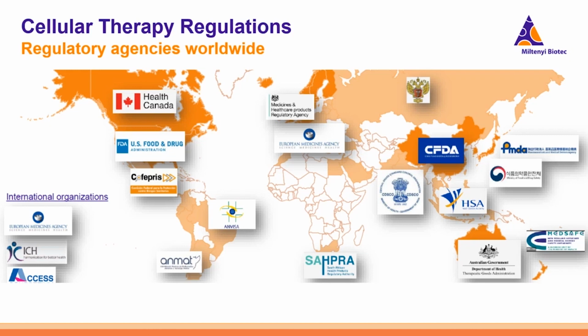So what you can see here is an overview of the regulatory agencies worldwide, the most important being the FDA in the US and the EMA in Europe. And for cell therapies, a lot of regulations exist that suppliers or developers of these cell therapies must follow. Let us now have a look at where our clinical grade cytokines would fall into this regulatory framework.